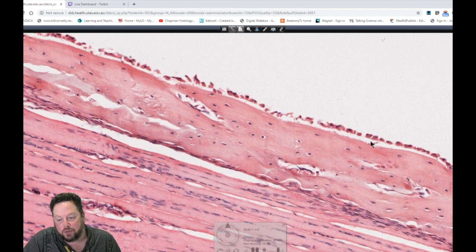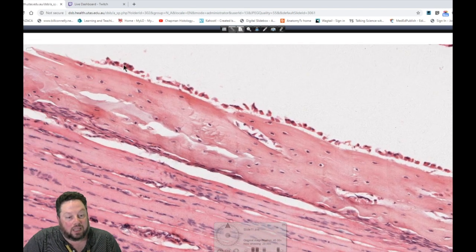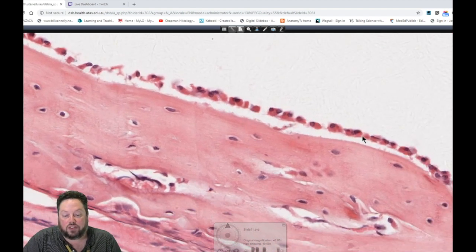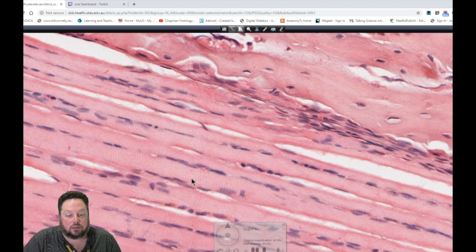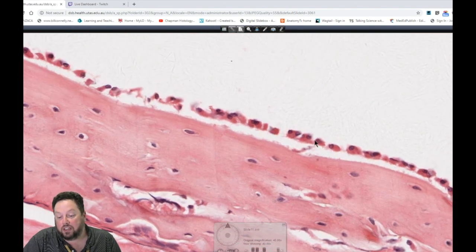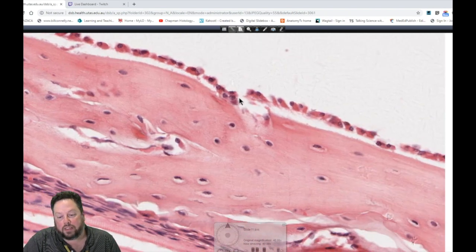Look at this line of cells. Look at that. I'm glad we clicked on this. These are our osteoblasts. This is the endosteum. This is the outer fibrous layer of the periosteum, and then the endosteum's on the inside. And all of these cells are the osteoblasts. They look so cool, all lined up.